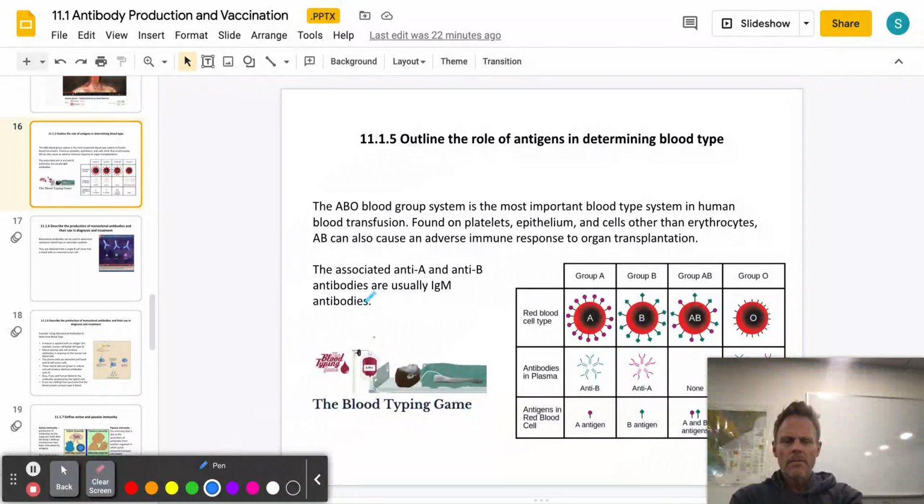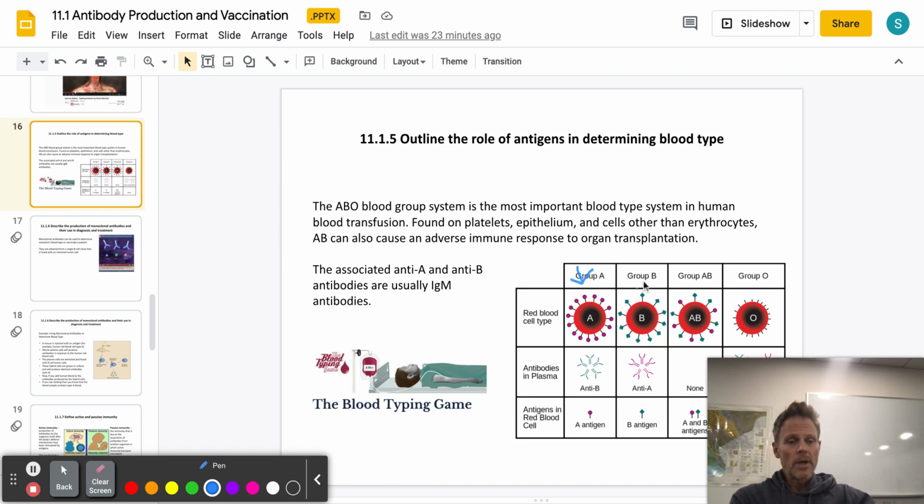Hello, everyone. 1115 wants us to know how we use antigens to determine blood type. Now, this might seem counterintuitive or maybe a little bit backwards, but we call the proteins on the surface of our red blood cells antigens. Oh, that's weird, Mr. Fleming. I thought antigens were non self. It'll make sense once we talk about how we use this thing called monoclonal antibodies to determine blood type.